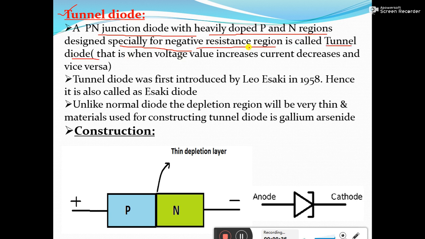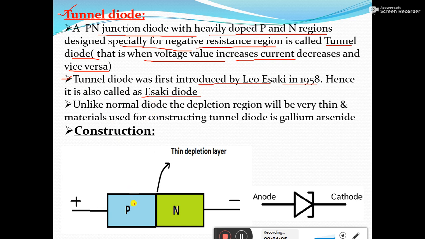So what is that negative resistance region? Whenever there is an increase in the voltage, the current is going to decrease, or vice versa: if you increase the current, then the voltage will decrease. That is a negative resistance region, or you can say it doesn't obey Ohm's law. This tunnel diode was first introduced by Leo Esaki, hence it is also named after him as the Esaki diode.